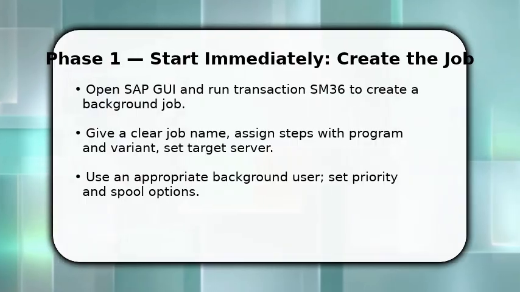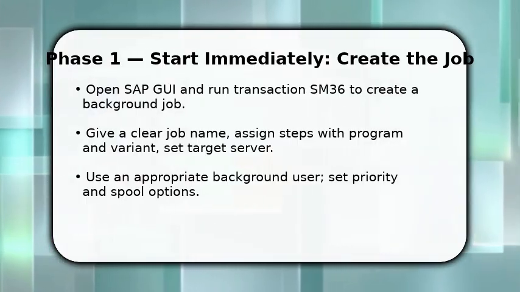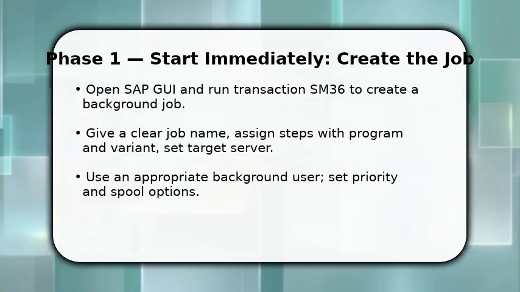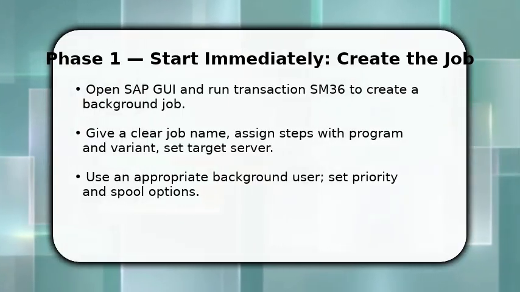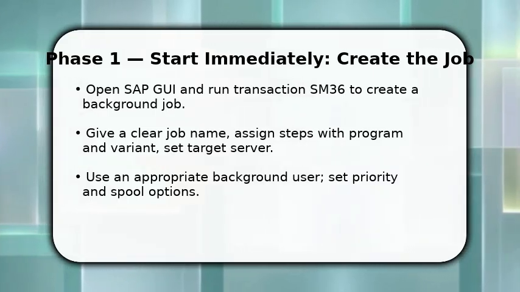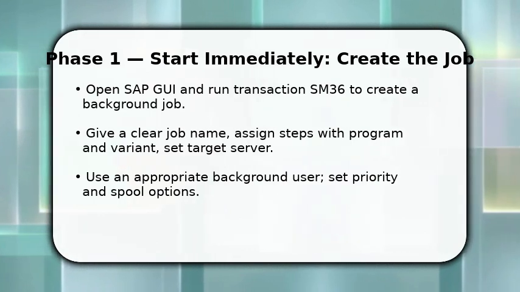Make sure to pick the correct target application server so runtime matches data locality. Use a background user with needed authorizations. Once done, set priority and spool handling. This sequence reduces trial and error, so start here and don't skip creating the step-first structure.